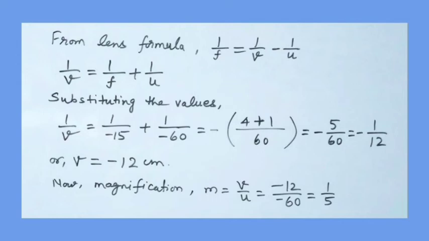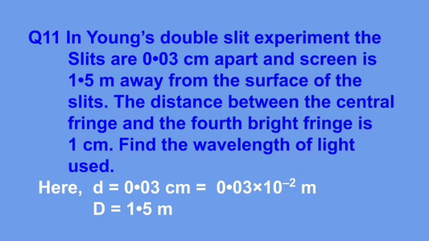You know magnification m is equal to h dash by h, the ratio of the size of the image to the size of the object. So here it is 1 by 5, which means the image is diminished, that is of a smaller size, and the image is virtual as the value of m is positive. The last question is number 11.